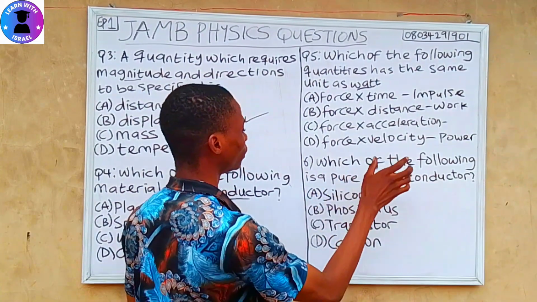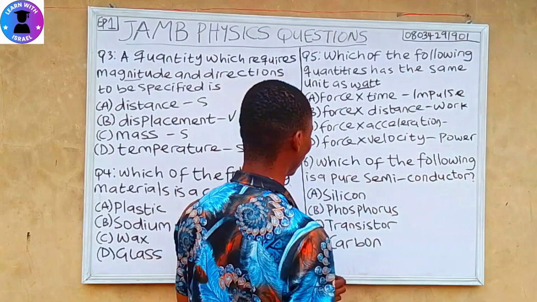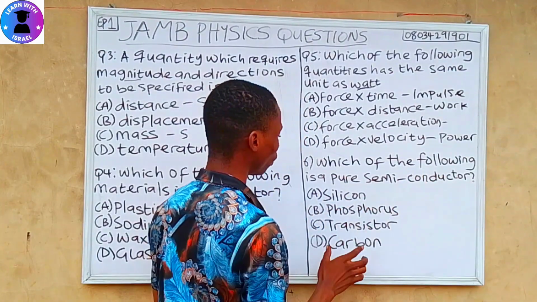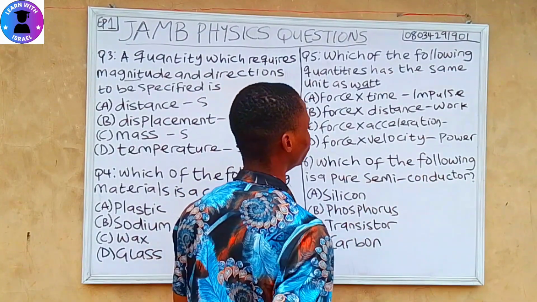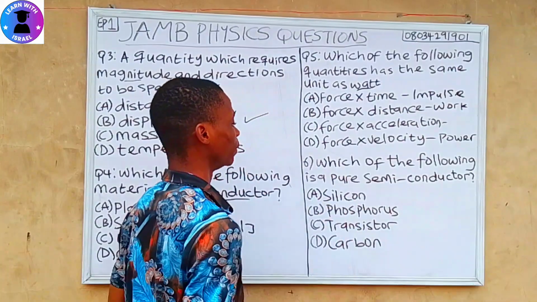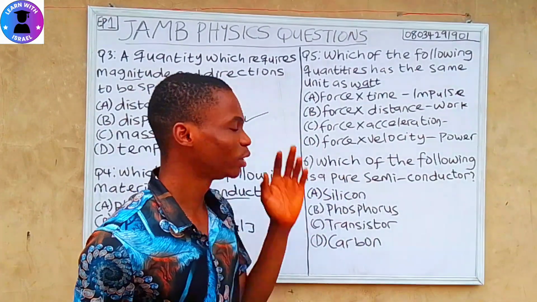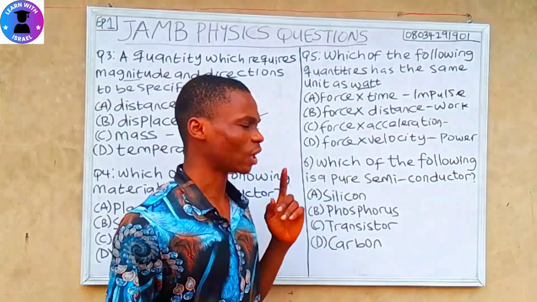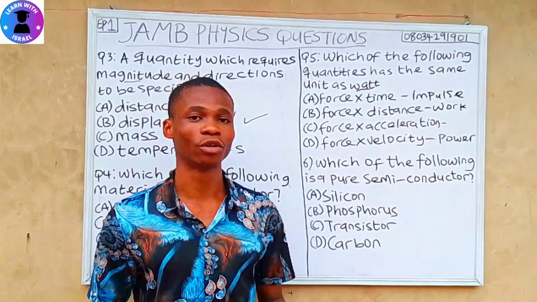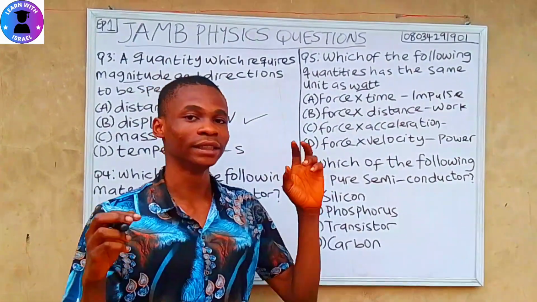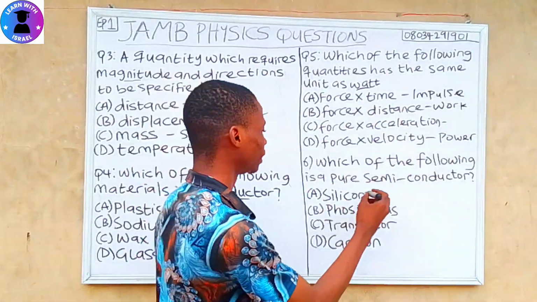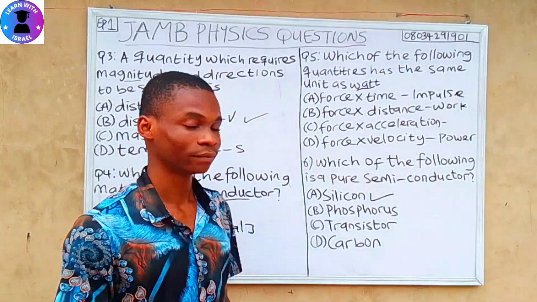Question 6. Which of the following is a pure semiconductor? A. Silicon, B. Phosphorus, C. Transistor, D. Carbon. Option A, which is silicon, is a pure semiconductor. Silicon and germanium are pure semiconductors in the periodic table. So silicon is the correct answer.